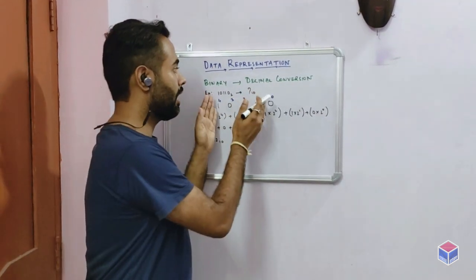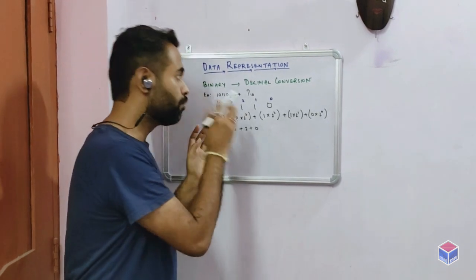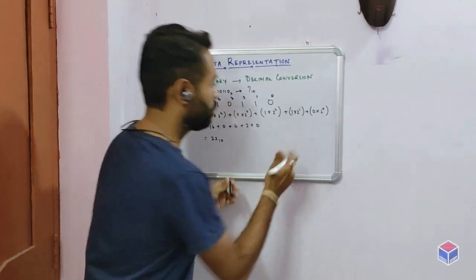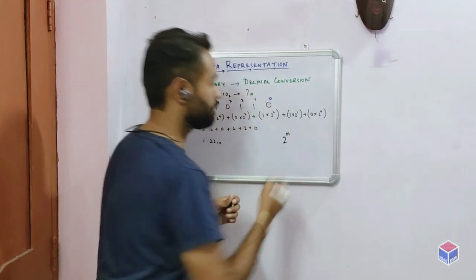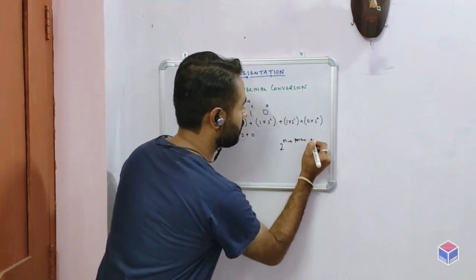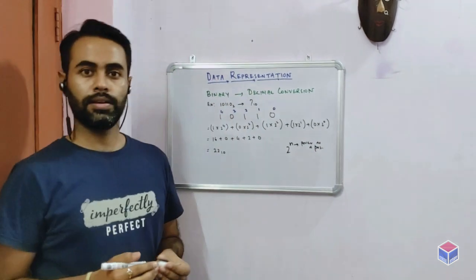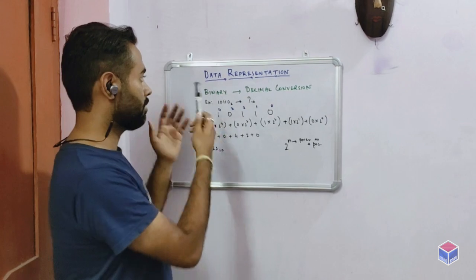That means understanding the position of the binary digit and then using it as the value of n, that is 2 to the power n. So n would be the power as a position. That is how we convert a binary value to a decimal value.